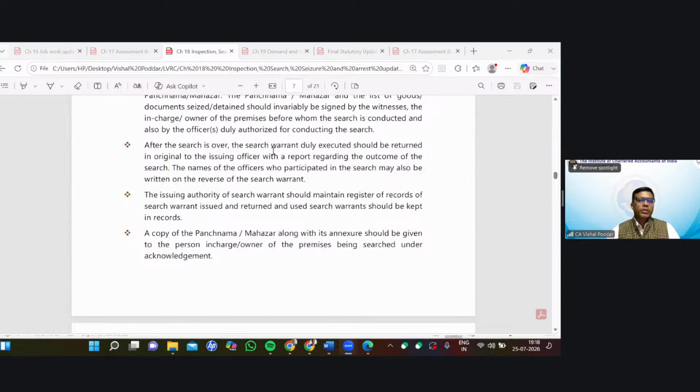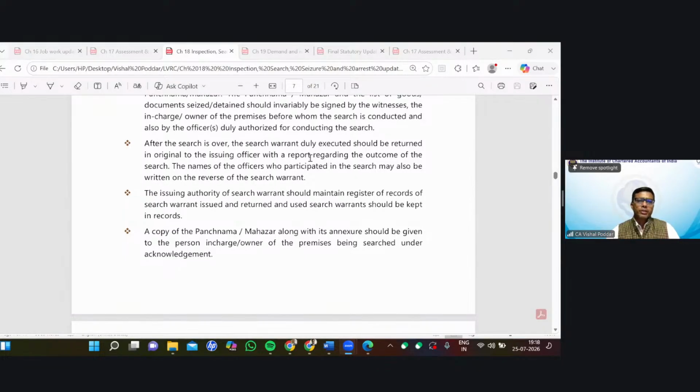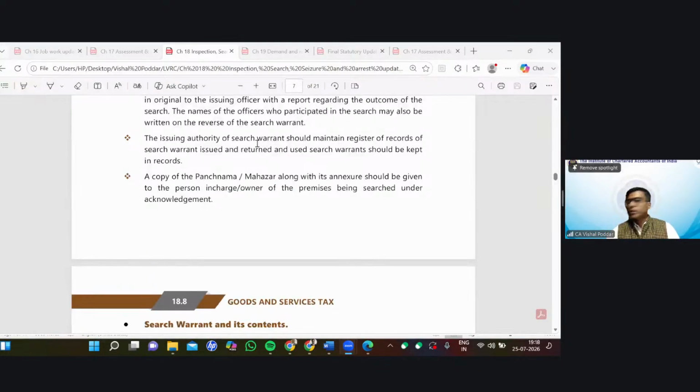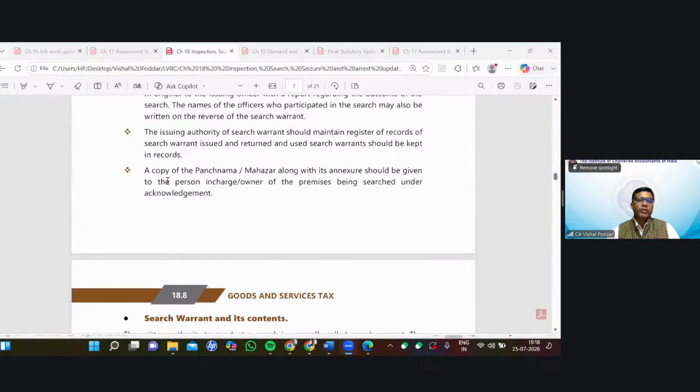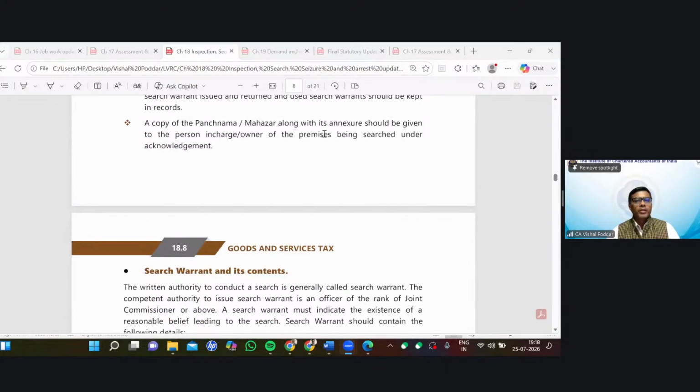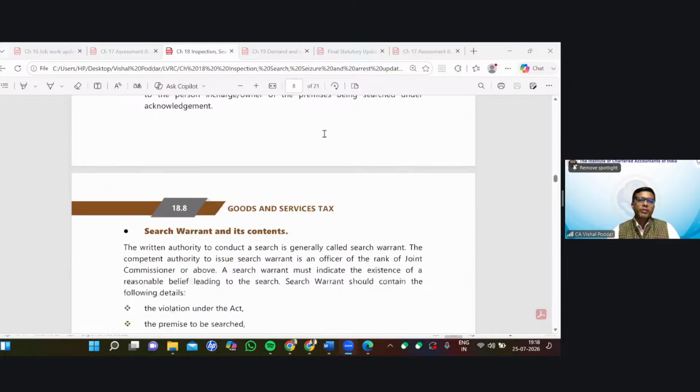After the search is over, the search warrant duly executed should be returned in original to the issuing officer with a report regarding the outcome of the search. The issuing authority of search warrant should maintain a register of records of search warrants issued and returned, and used search warrants should be kept in records. A copy of the panchnama along with annexure should be given to the person in charge of the premises.